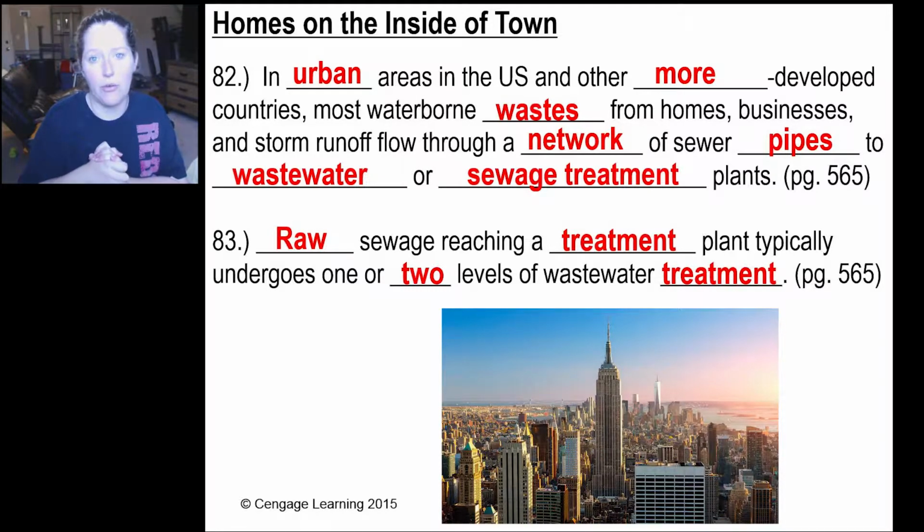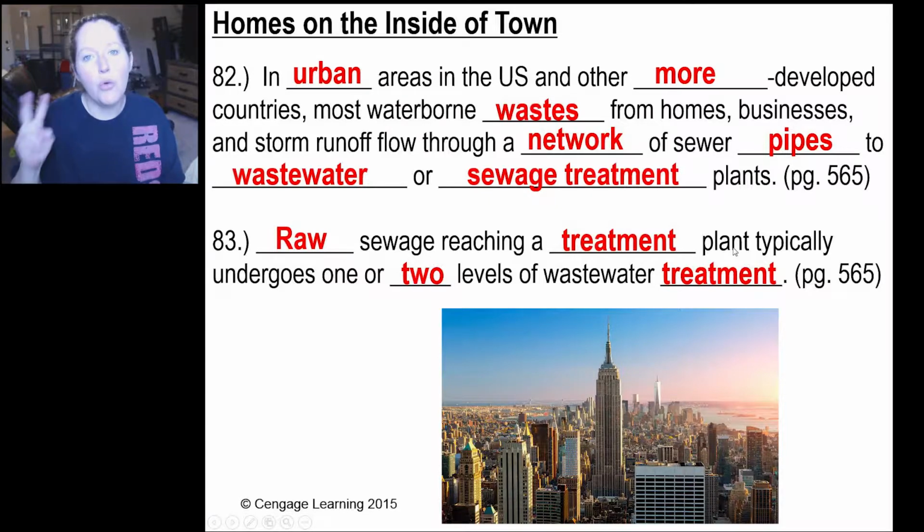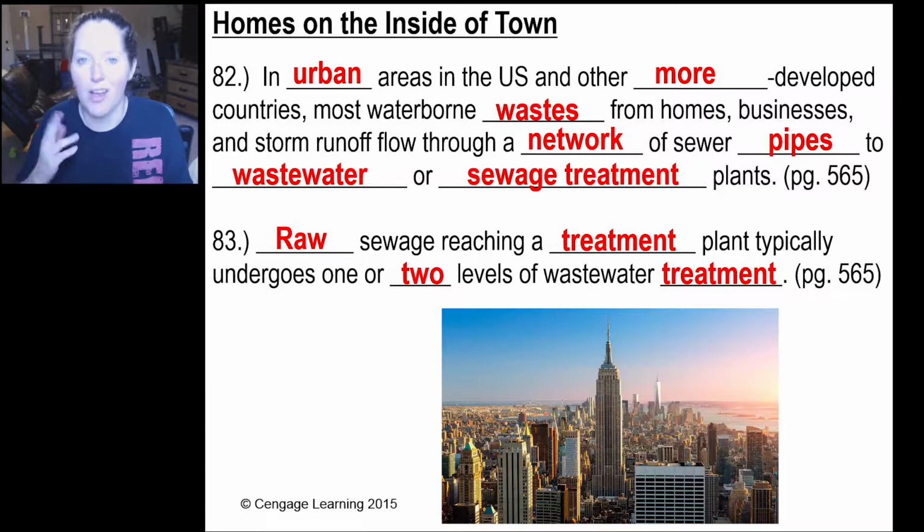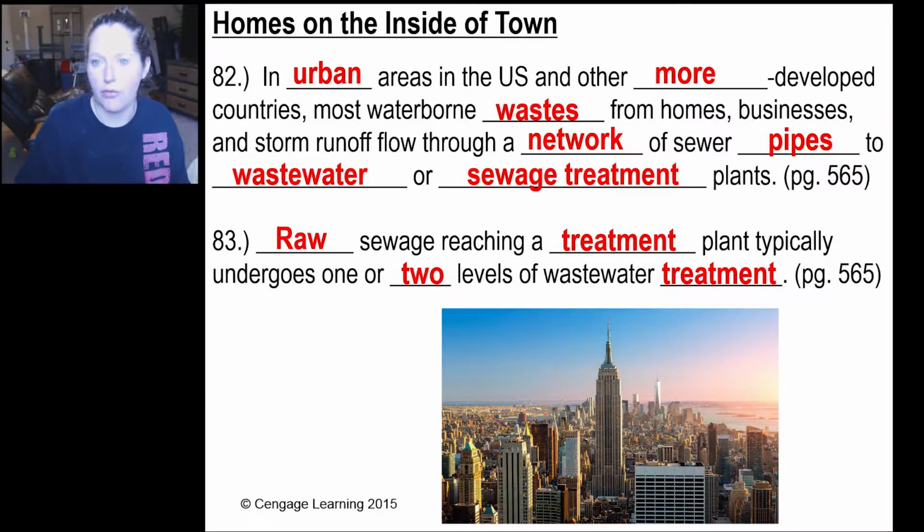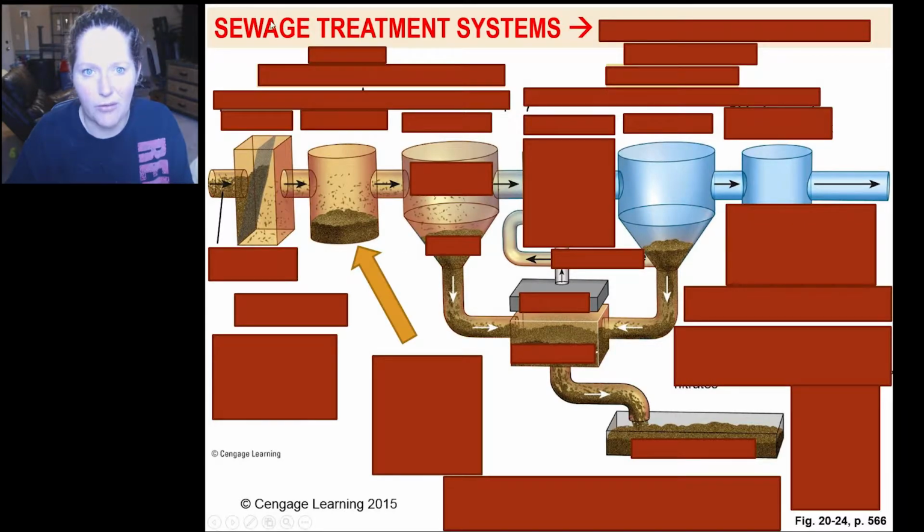So anyway, if you live in urban areas inside the city, your waste is going to flow through a network of pipes to basically a sewage treatment plant. And that raw sewage is going to be treated with 1 or 2 levels of wastewater treatment. And we're going to talk about these 2 different levels. Okay, so anyway, if you live inside the city, your water is going to go through a sewage treatment system.